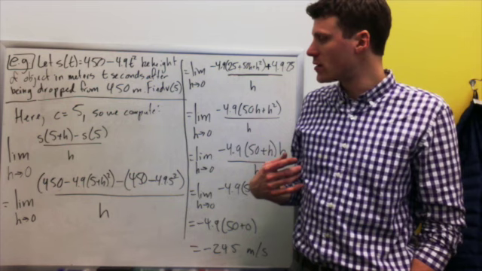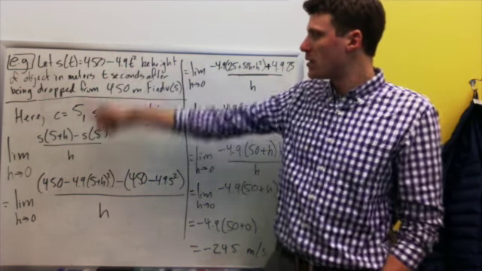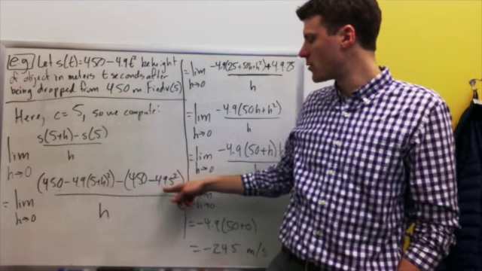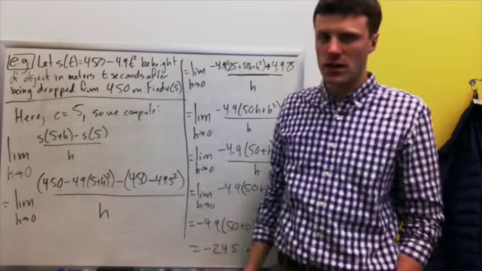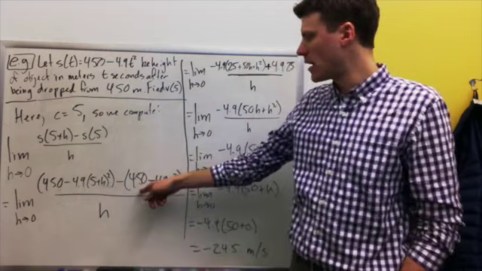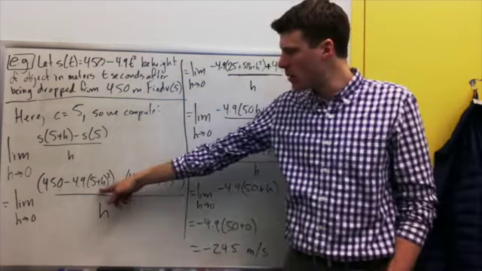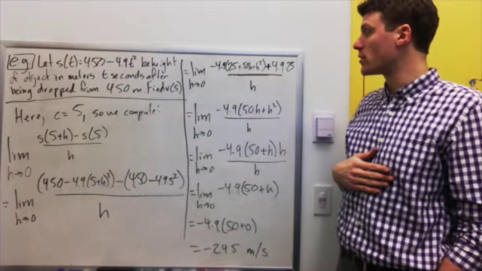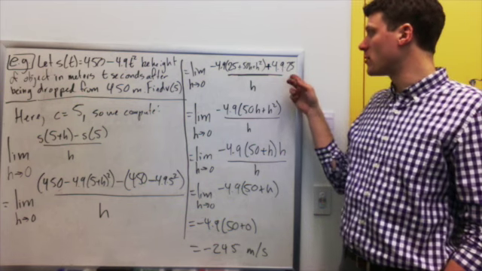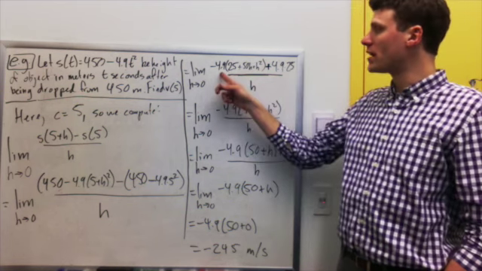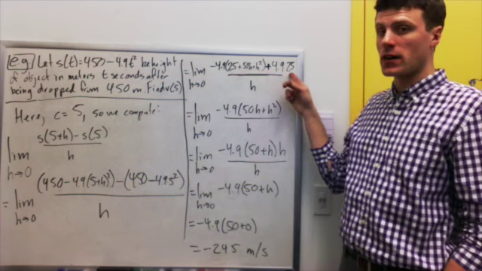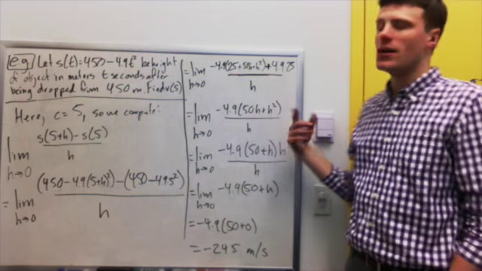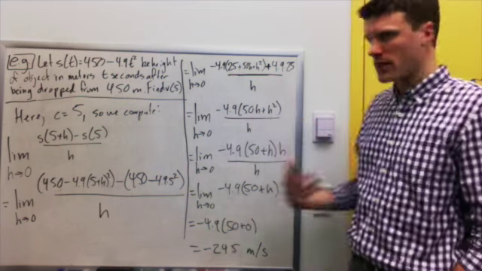I replace these guys in the formula for s. So I got (450 minus 4.9 times (5 plus h) squared) minus (450 minus 4.9 times 5 squared), all divided by h. Now these 450s here will cancel out, and once I expand out this polynomial inside here, I'm left with negative 4.9 times (25 plus 50h plus h squared) plus 4.9 times 25. This negative 4.9 times 25 and this 4.9 times 25 will cancel out, leaving me with just negative 4.9 times (50h plus h squared). I'm not going to multiply through because I don't like dealing with messy numbers.